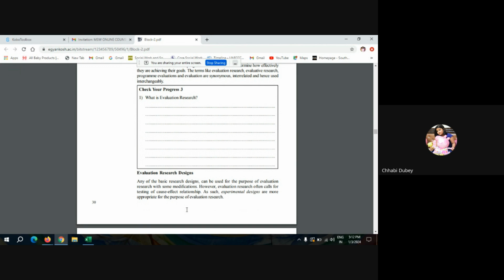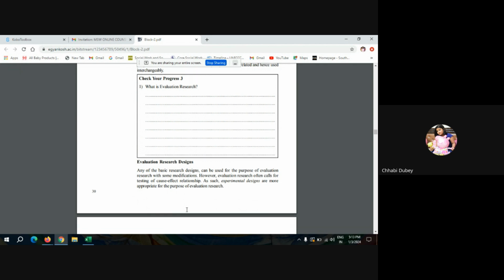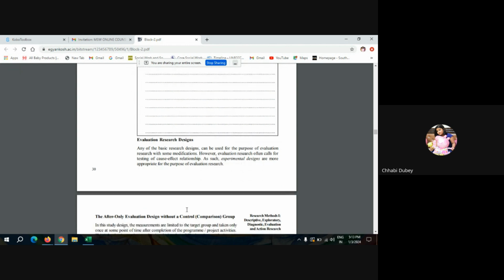Now, an evaluation research design often calls for testing of a cause and effect relationship. So, experimental designs are more appropriate for the purpose of evaluation research. Since we find out the cause-effect relationship, evaluation research designs use experimental research designs. So basically, for evaluation research, we use experimental research designs.